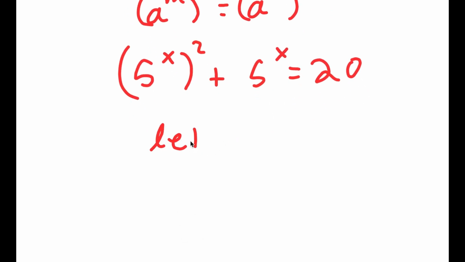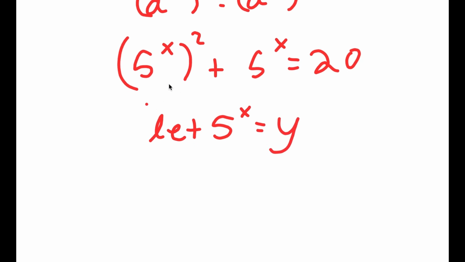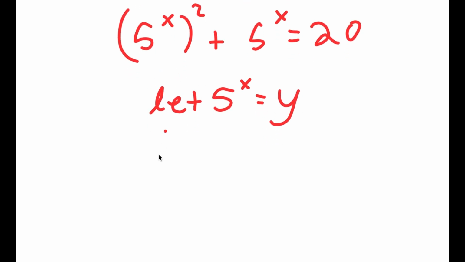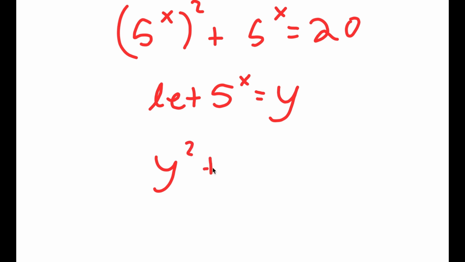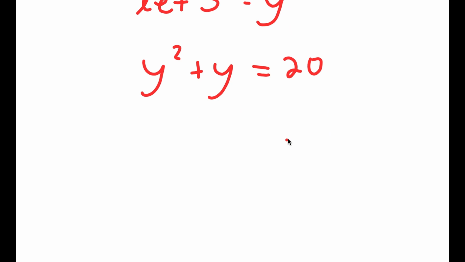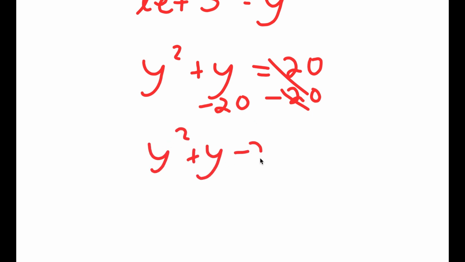Now I'm going to let 5 to the power of x equal to the variable y. So now if I substitute in y for 5 to the power of x, I get y squared plus y is equal to 20. And now I'm going to simply subtract 20 on both sides. So then these two cancel out, and I get y squared plus y minus 20 is equal to 0.